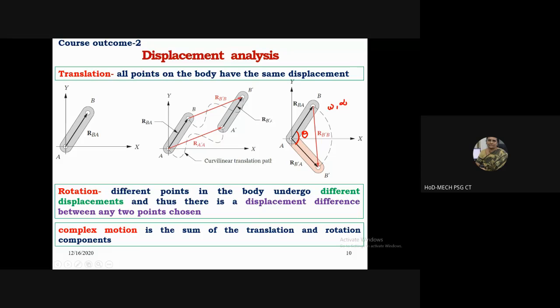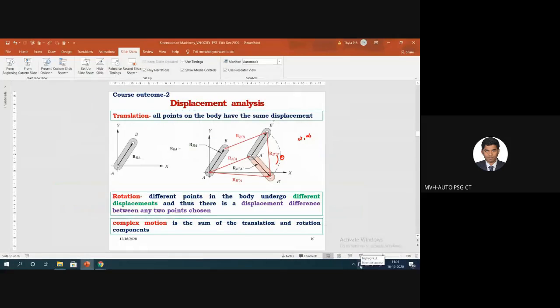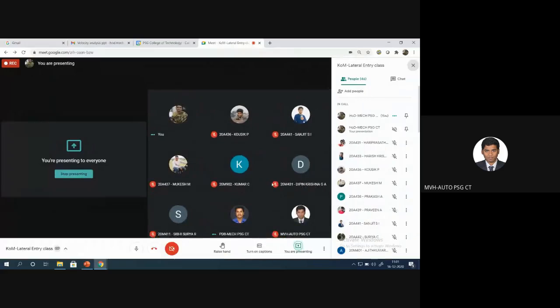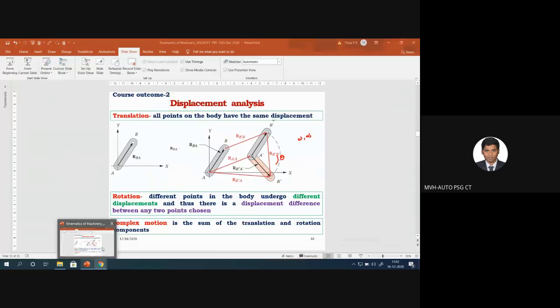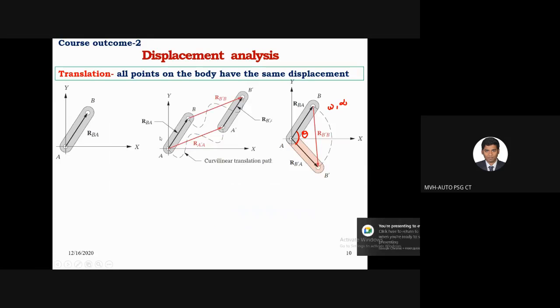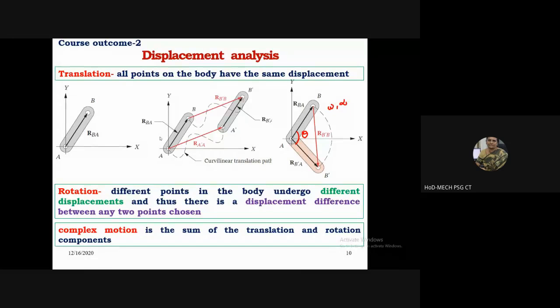We started with what we mean by kinematic analysis. We saw that velocity analysis and acceleration analysis are the important tasks of kinematic analysis. Then we started with displacement, or position rather. Position, we saw how to represent the position of a point as a position vector in a coordinate system.